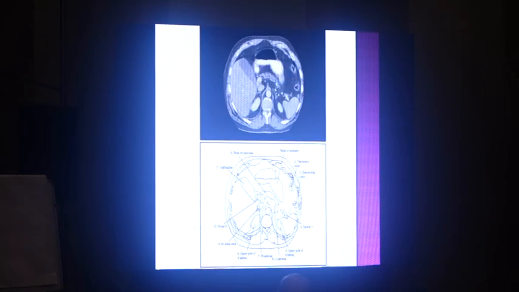Now we can see the triangular structure just above the kidney. These are the adrenals. This is the right triangular structure. This is the right suprarenal. On the left side, this is the left suprarenal. Okay, now we can see the gallbladder. Yeah, this is the gallbladder.